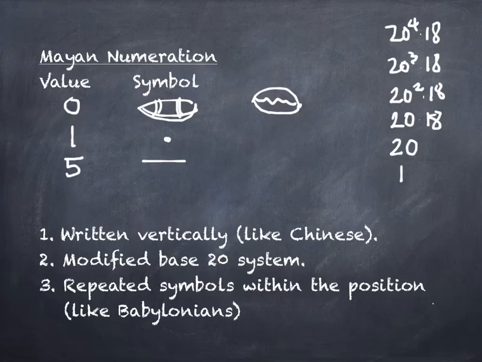Okay? So we understand, and let's just jot these down so that we know. This is the ones, this is 20. We said this is 360, because we're going to need it in a little bit. Anyway, what's 20 squared times 18? Thank you, 7,200. How about 20 cubed times 18?